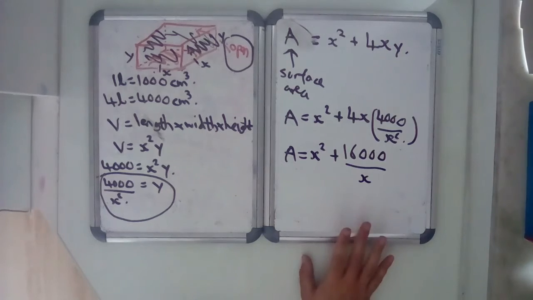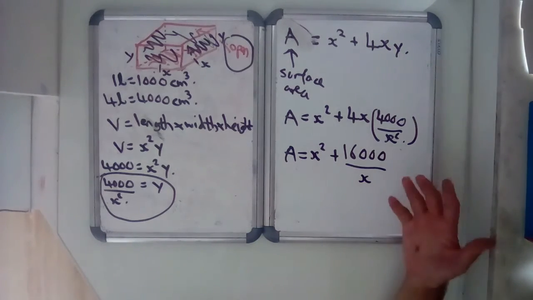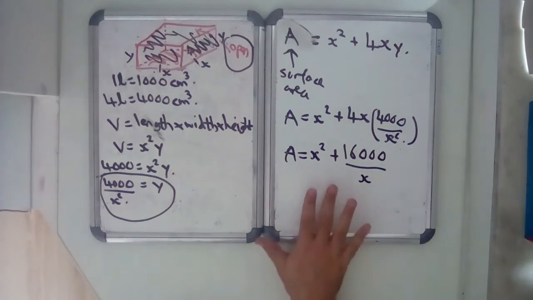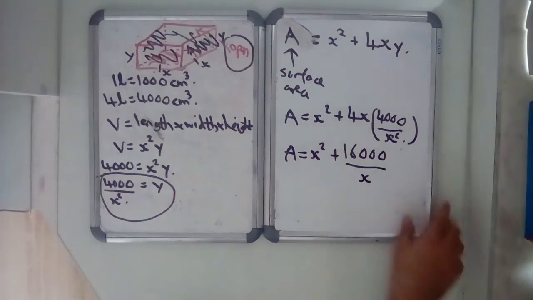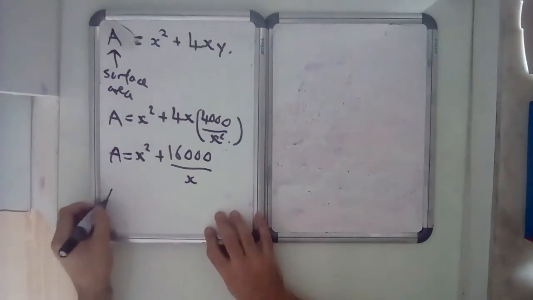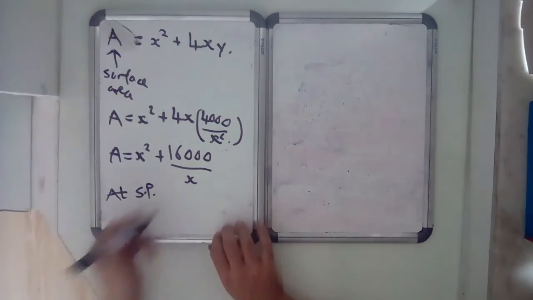Now, we're looking to minimize, we're looking to find the value of X, and hence Y later on. We're going to find the value of X that makes this as low as possible. So we're going to look for, again, a stationary point. So at SP, any optimization problem, you need to find a stationary point.